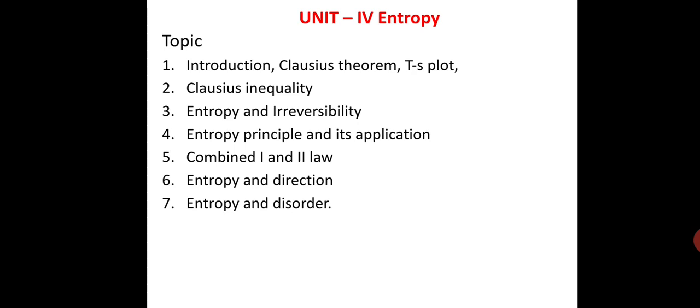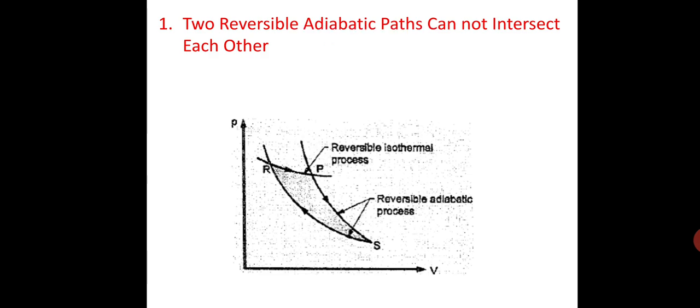Similarly, we have stated the second law of thermodynamics in terms of a cycle. When it is applied to a system process, it leads us to the definition of an equally important property called entropy. Though entropy is an abstract concept, the concept of entropy simplifies the solution of problems in thermodynamics. Now, our first topic is: two reversible adiabatic paths cannot intersect each other.